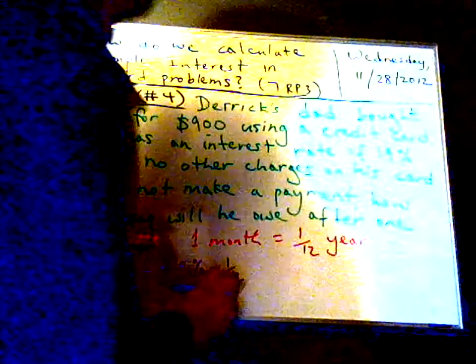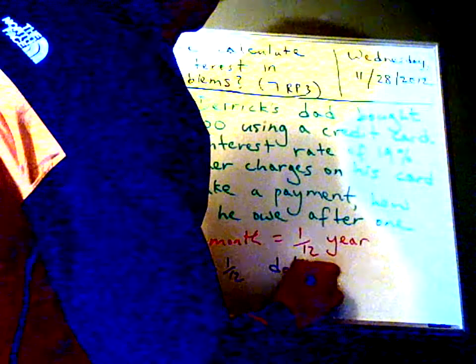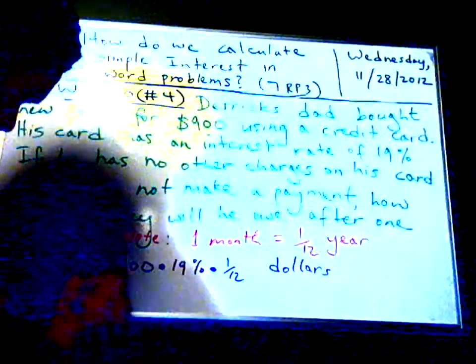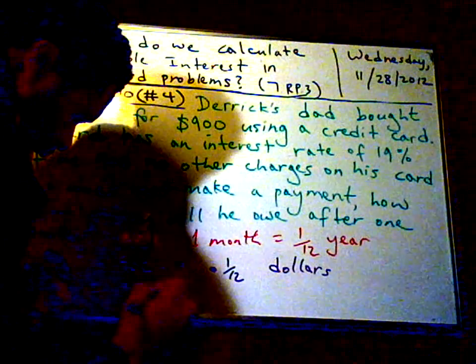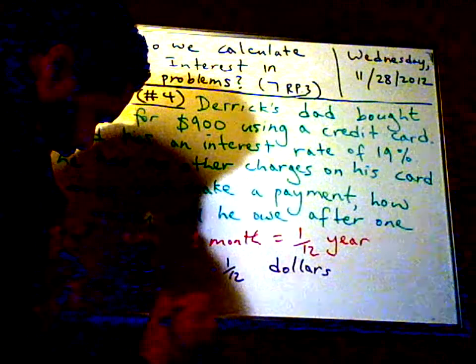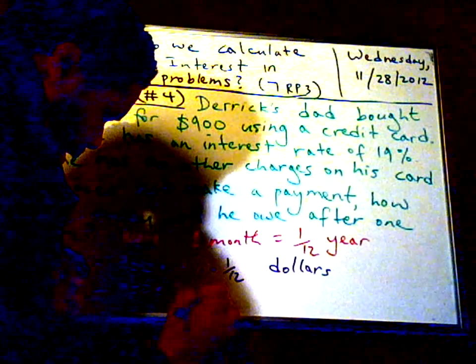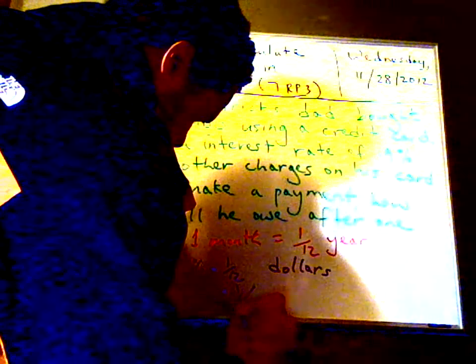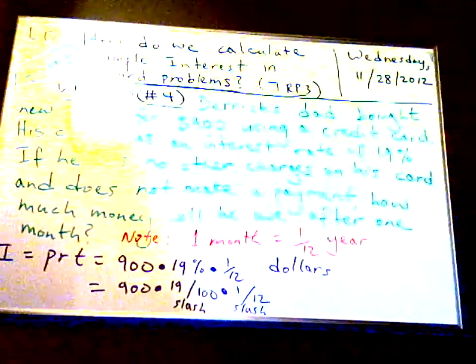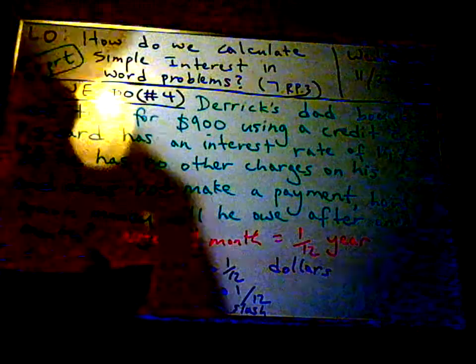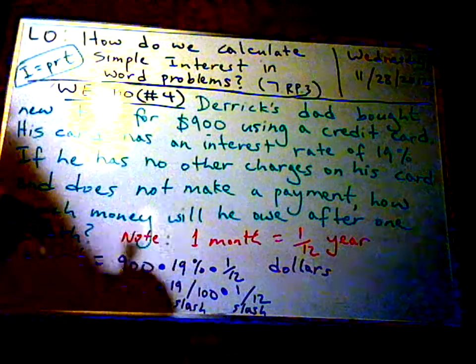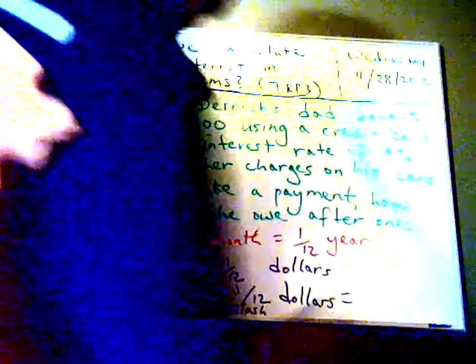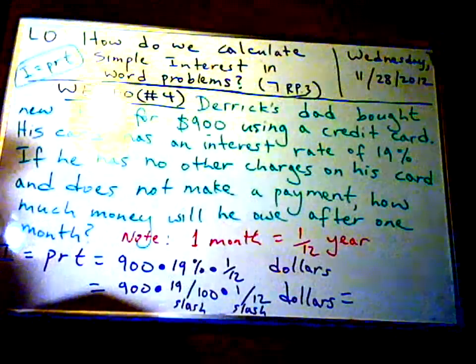So times the dollars. And now if you do this, you can convert the percent into a fraction. 19/100 times 1/12. Okay, 900 times 19/100 times 1/12, and the calculator will help you do that quickly. And so what comes out would be $14.25.